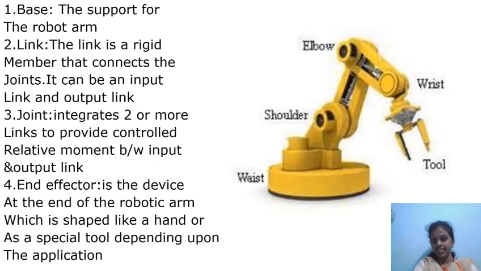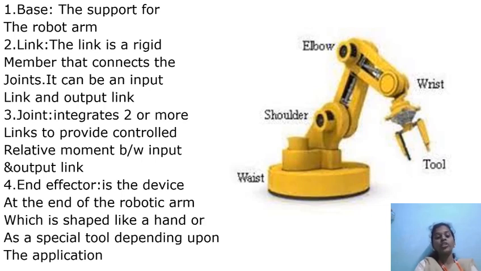This is the basic structure of a robot which consists of waist, shoulder, elbow, wrist and tool. Then what is base? The support for the robot arm. Here the waist is the base of this robot. Then what is the link? The link is a rigid member that connects a joint. It can be an input link and output link. Here the link is between the shoulder and elbow. It is the link.